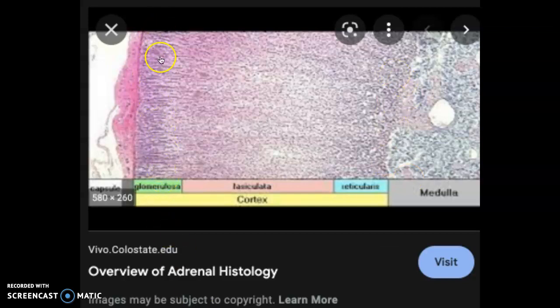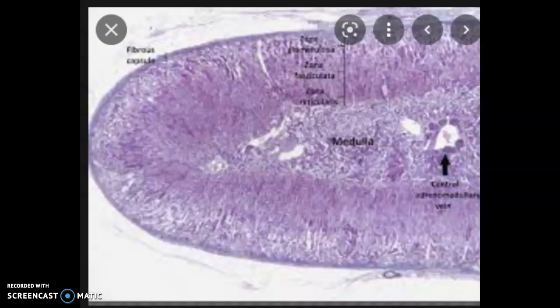We have the zona glomerulosa here. It's usually a reddish color. We have the fasciculata, which is a more whitish color. It's the biggest zone. And then the reticularis is here. And then the medulla looks something completely different. So here it is again.